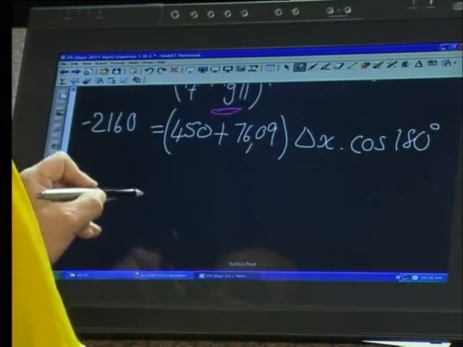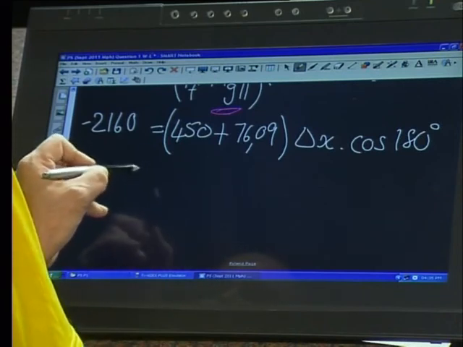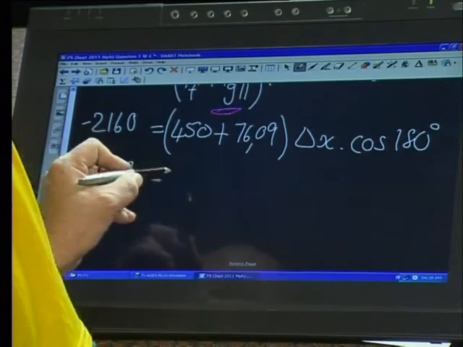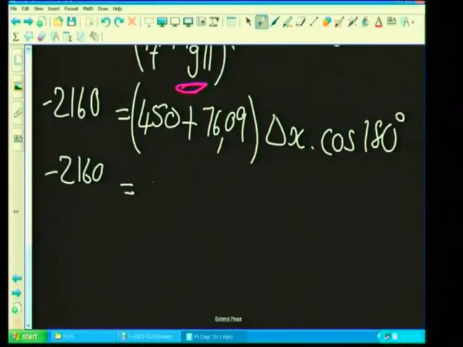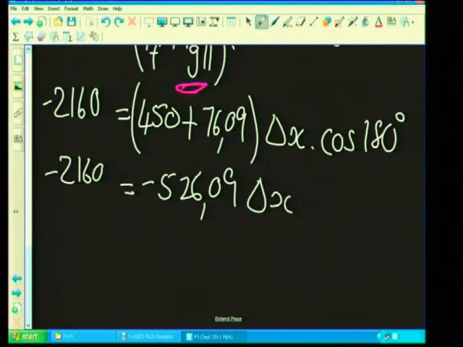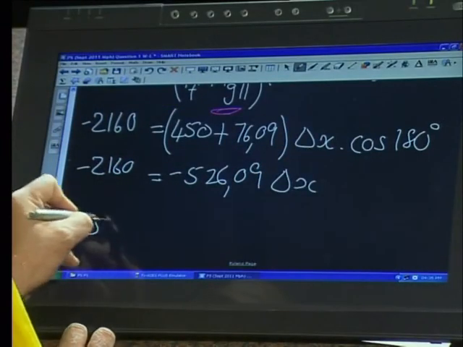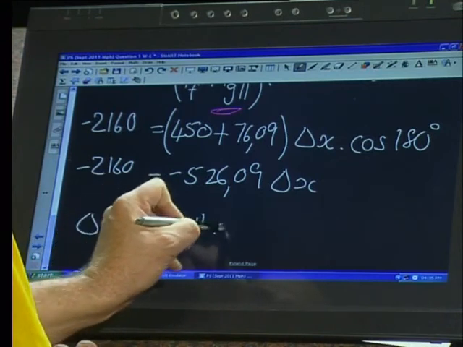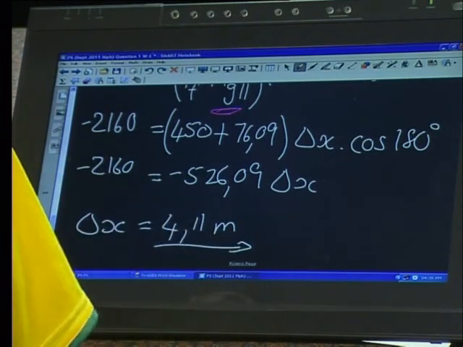When you work all of this out, what I found was that this gives me minus 2160, and this value here comes to minus 526,09, times delta x. So now the arithmetic is there. Delta x is equal to 4,11 meters. And we've answered it.